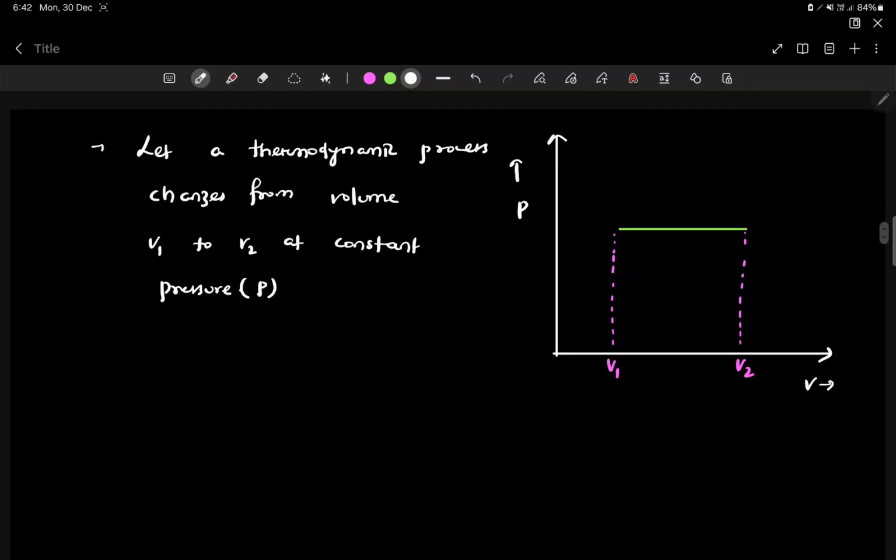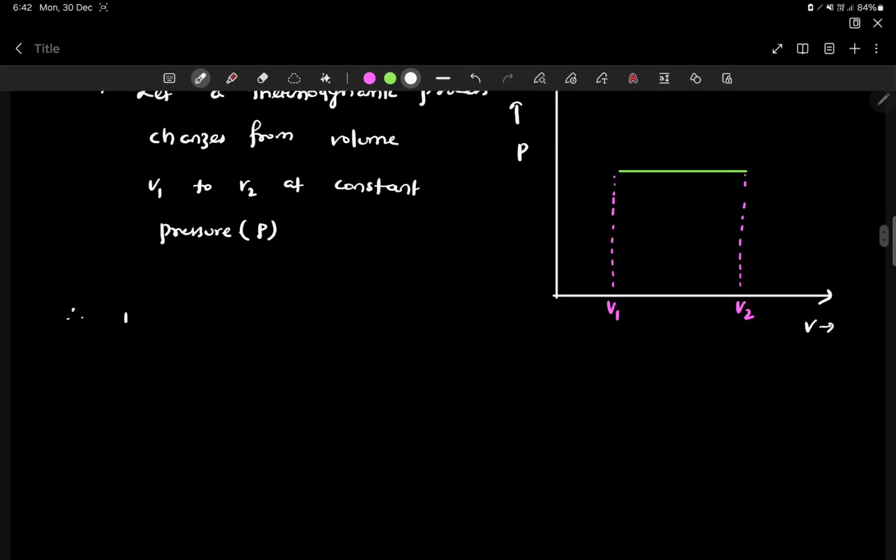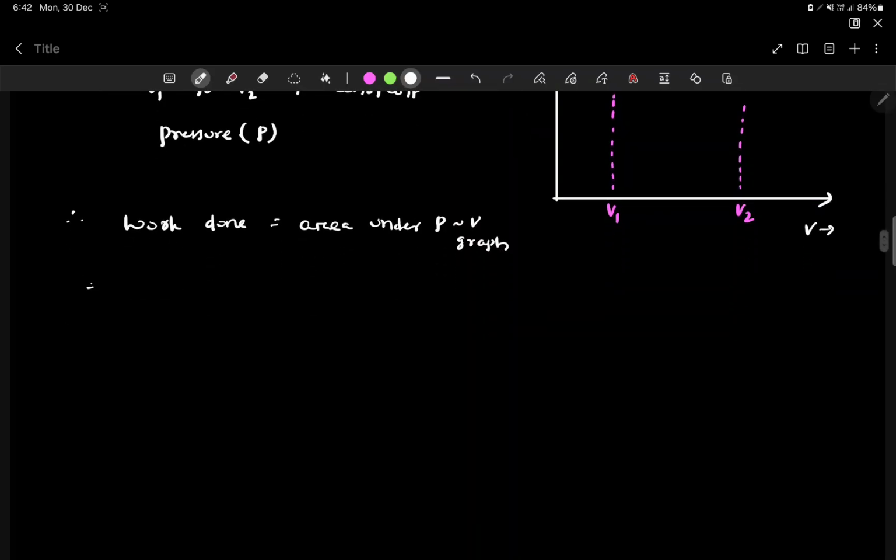So what is the work done value? In the previous class, third lecture, work done is equal to the area under the PV diagram. So simply we can write, work done is equal to the area under the P versus V graph. That means W is equal to integration dW. Small work done is PdV, so total work done is integration PdV, with volume changing from V1 to V2.